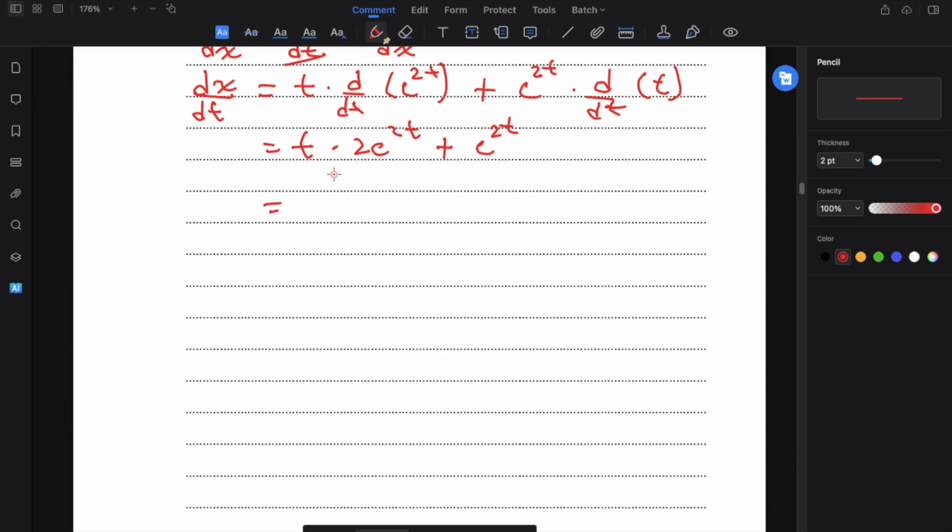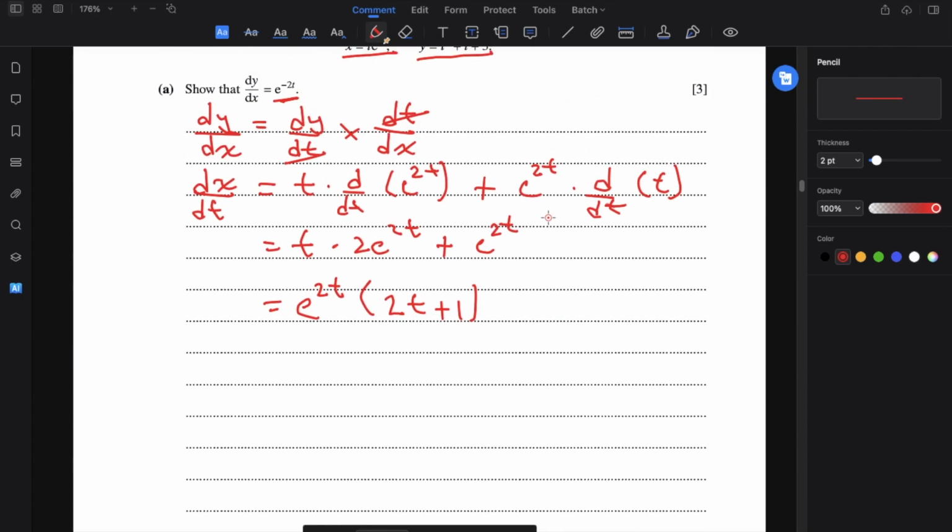Now this is a correct answer, but we can simplify it to make it easier for us. If we take e to the power 2t common, we write 2t plus 1. Now we have it in an easier form to understand.